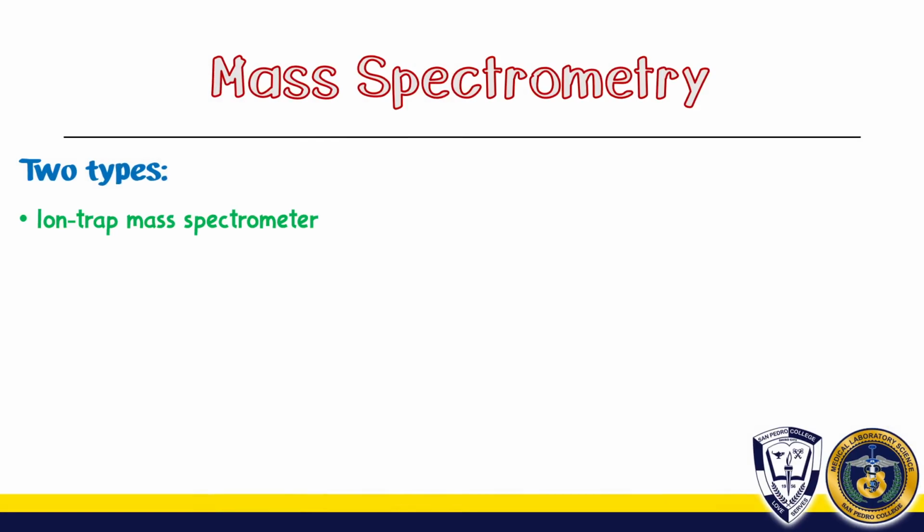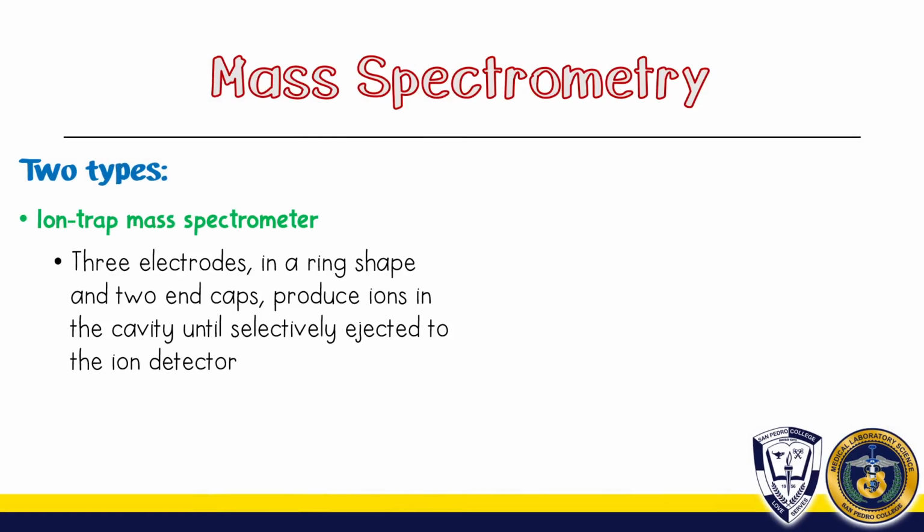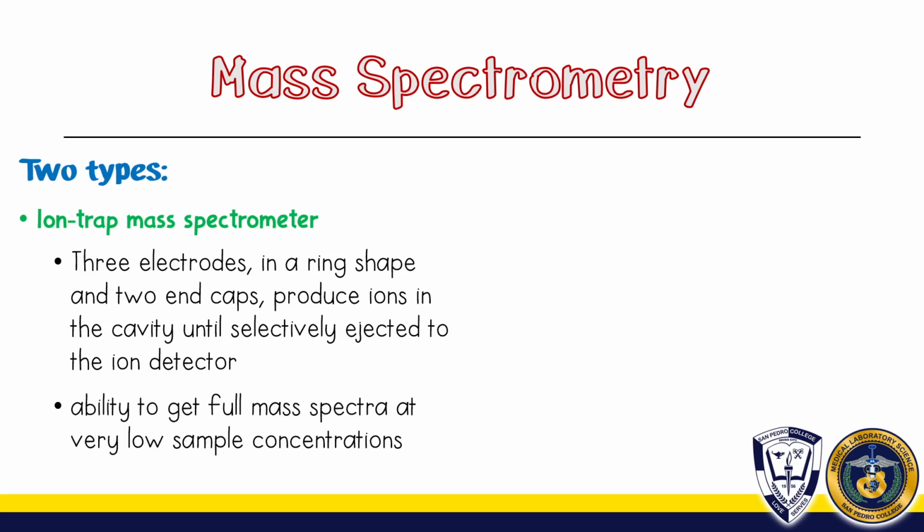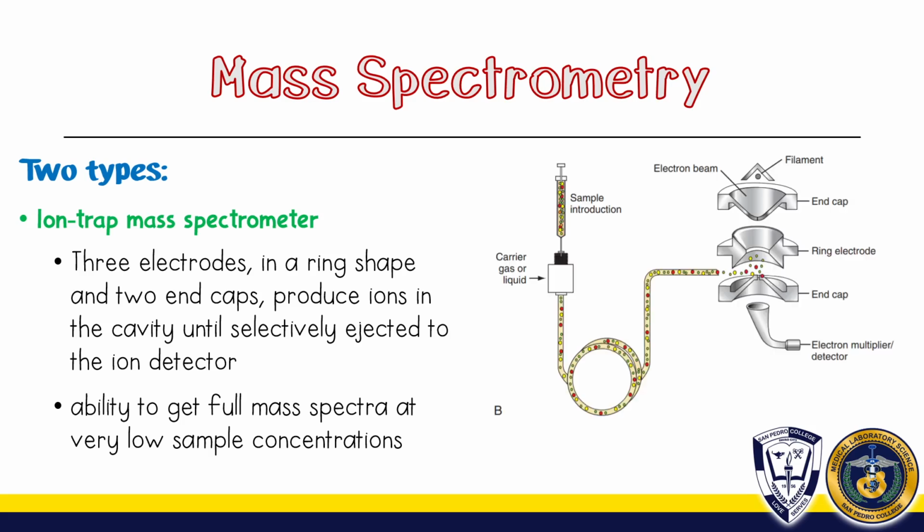Second type is your ion trap mass spectrometer, wherein there are 3 electrodes present in a ring shape and 2 end caps, produces ions in the cavity until selectively ejected to the ion detector. And this ion trap mass spectrometer has the ability to get full mass spectra at very low sample concentrations.